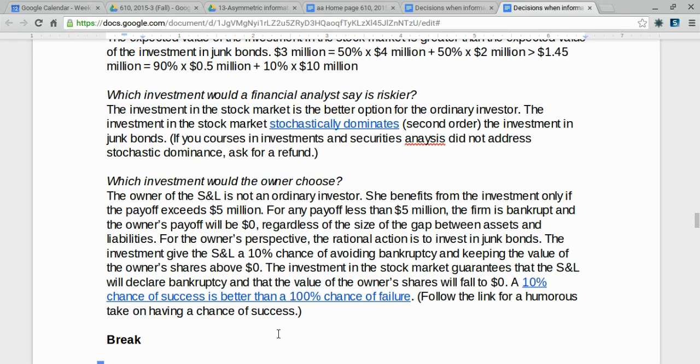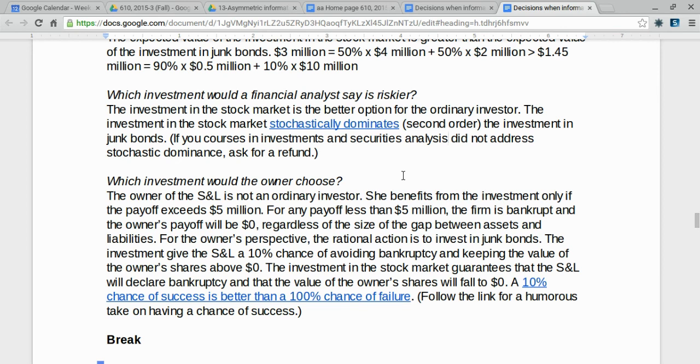Which investment would a financial analyst say is the best option? The investment in the stock market is the better option for the ordinary investor. The investment in the stock market stochastically dominates the investment in junk bonds. If your courses in investments and securities analysis did not address stochastic dominance, ask for a refund.